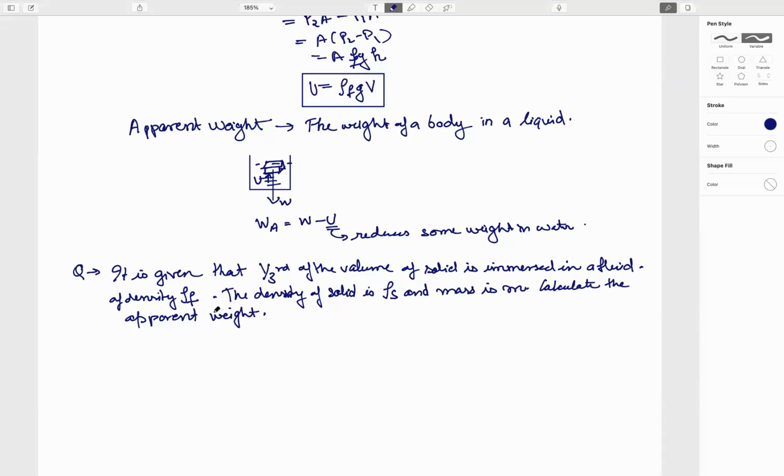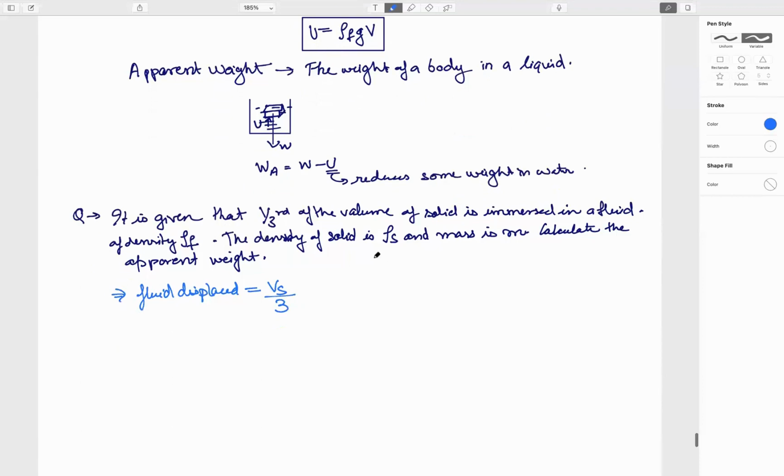So the water displaced is 1/3 of the volume. Whatever is immersed in the fluid, only that amount of volume is displaced by the solid. So the fluid displaced, that is U. If the volume of the solid is Vs, it is not given, the fluid displaced is Vs by 3.